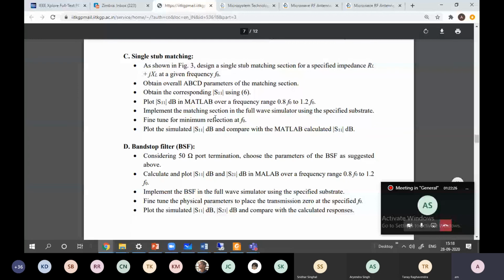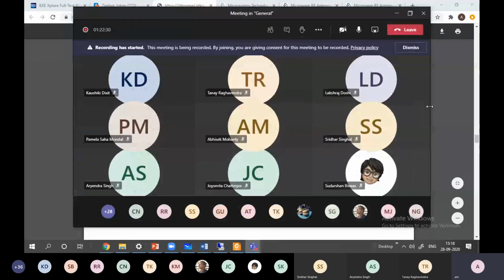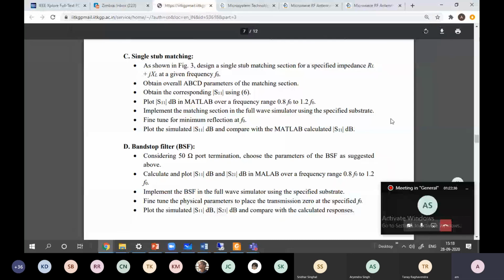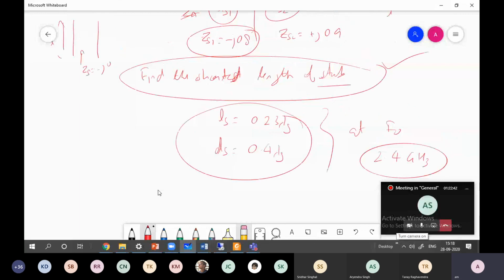Any other questions if you have? Otherwise, I will assign the groups and we will discuss. Any question in this one, in the single stub matching portion? Do you have?